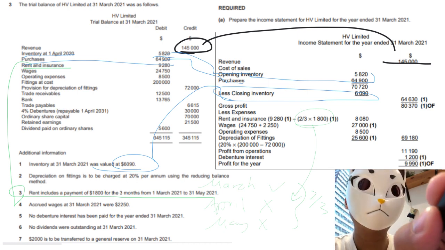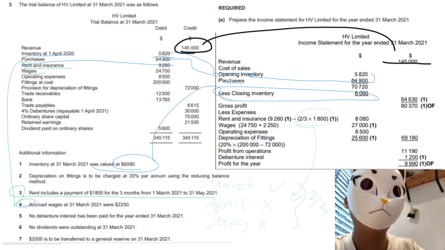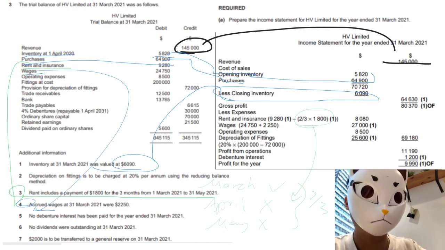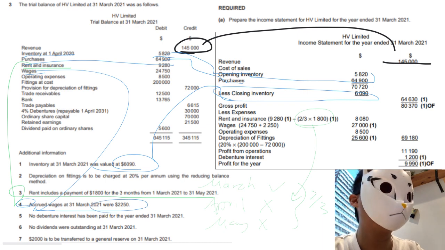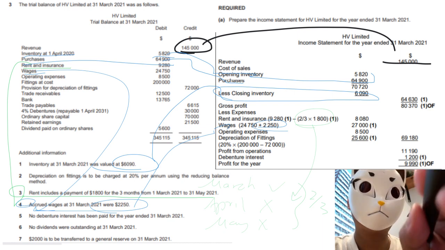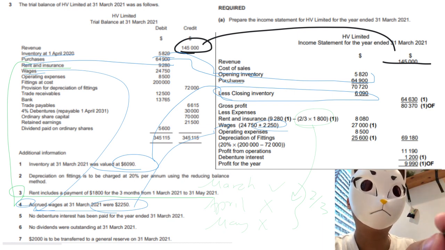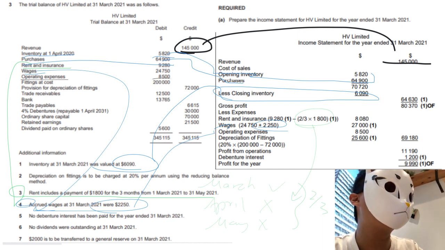Next, let's take a look at the wages. For the wages, you have to take a look at number 4. There are accrued wages, so you have to add them up. Next, for the operating expenses, there are no adjustments, so you will just copy.